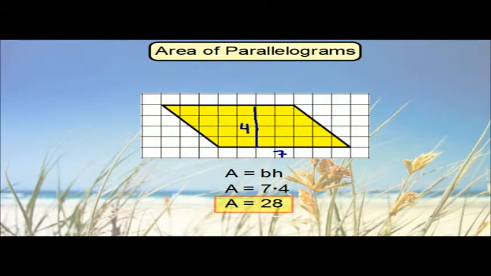Also, mind you that if we were to take this triangle here and move it to the right-hand side, you'll notice that the base is still 7 and the height is still 4. So again, that's the reason why the rectangle formula works for all parallelograms as well.